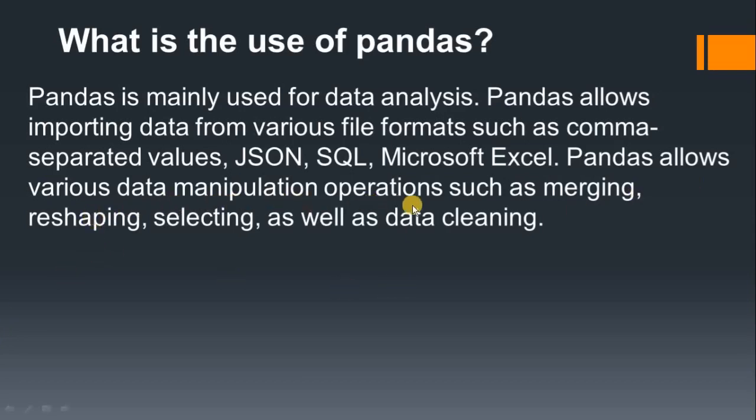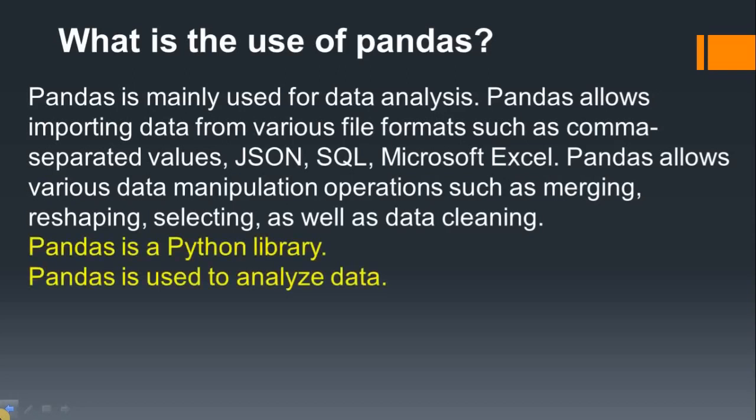Pandas allows various data manipulation operations such as merging, reshaping, selecting, as well as data cleaning. Means once we access the file by using pandas, we can merge information, we can reshape, means change the order of data, we can select the data, we can perform data cleaning, means we can remove data by using pandas. So all these operations we can do by using pandas. Now we can come to the conclusion that pandas is a Python library, because inside it various modules and various functions are there, and pandas is mainly used for analyzing data.